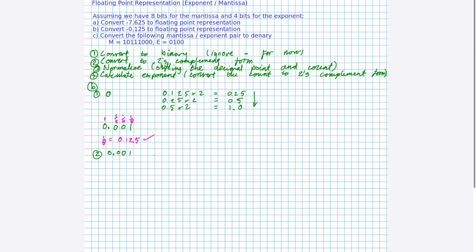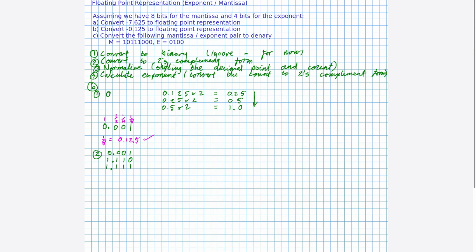0.001. Flip the bits: 1.110. Add 1 to the least significant bit: 1.111.